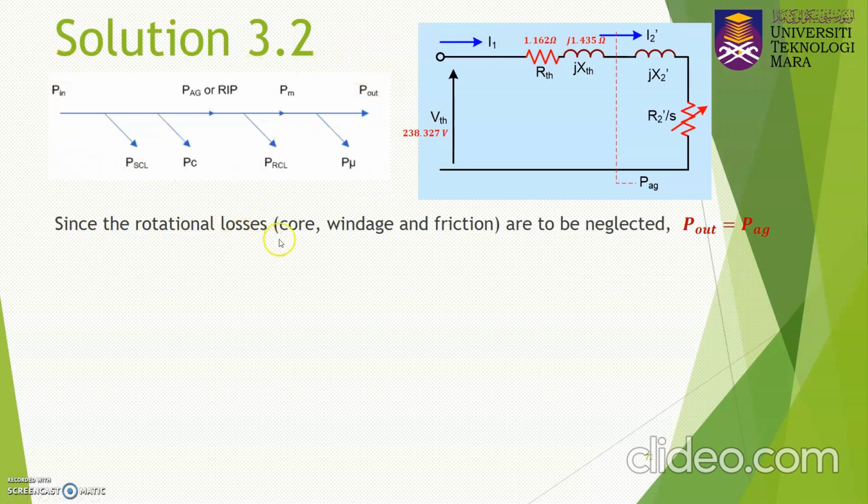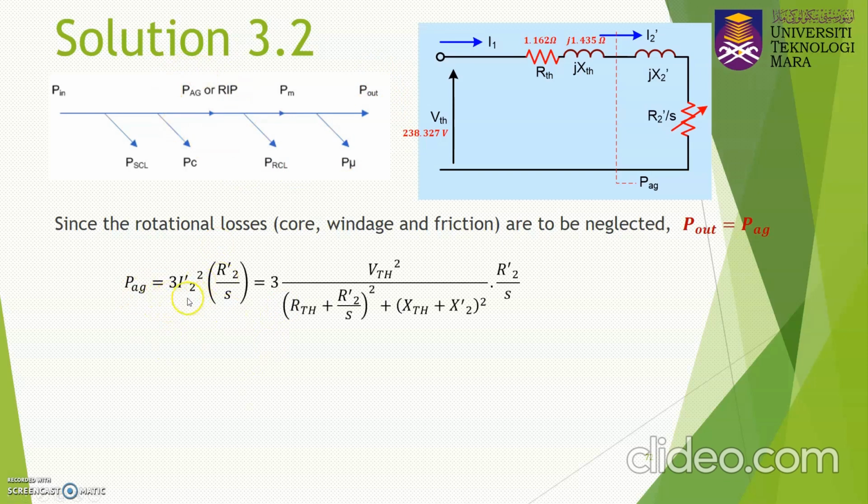Since the rotational losses, which are your core, windage, and also friction, are to be neglected, your P mu and P RCL are to be neglected. So you can assume your P out will be equal to your P air gap. The formula for the P air gap is given by 3 I2 prime squared multiplied by R2 prime divided by S, because the P air gap is actually the power that goes to the rotor side. Here the equivalent R will be equal to R2 prime divided by S.